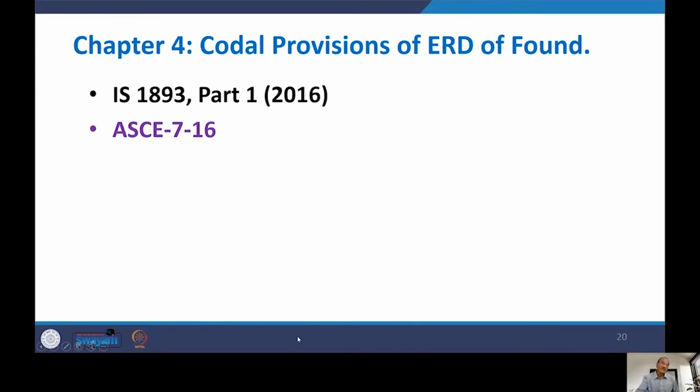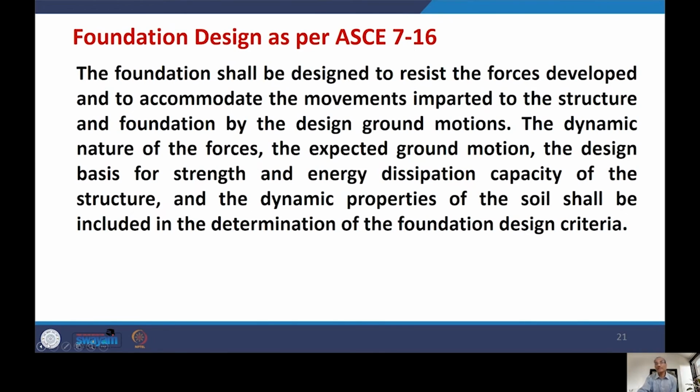Now let's discuss what is the provision given by the American Society of Civil Engineers, and that is Part 7. Here, the foundation shall be designed to resist the forces that develop and to accommodate the moments imparted to the structure and foundation by the design ground motions. The dynamic nature of the forces, the expected ground motion, the design basis for strength and energy capacity of the structure, and the dynamic properties of the soil shall be included in the determination of the foundation design. So when you have foundation design, in that case, these all need to be included. That is the recommendation of ASCE.